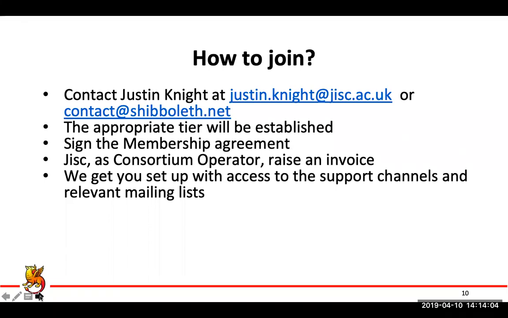You can pull a copy of this off of the Shibboleth website if you like, or I can send you one. The next step is that JISC, being the consortium operator, raise you an invoice. And I'm very pleased to say that JISC have finally updated their financial system and can raise invoices in US dollars now. And from there, we get you set up with the relevant mailing list and access to the support channels. And you're all set.